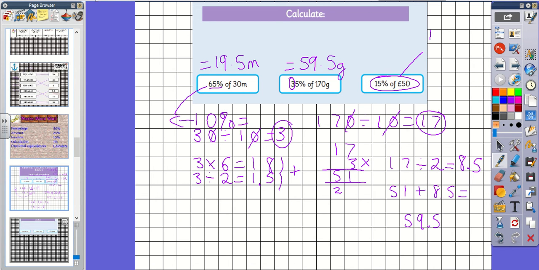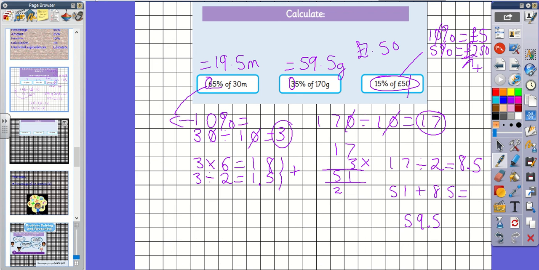Okay then, so finally this one here. So if I work out what 10% is, 10% is £5. I then need to half £5, which is £2.50. So 5% equals £2.50. Add those two numbers together, gives me £7.50. Okay, always remember to find out the percentage that you know, and then you need to multiply to make it, or half it to make a 5%.